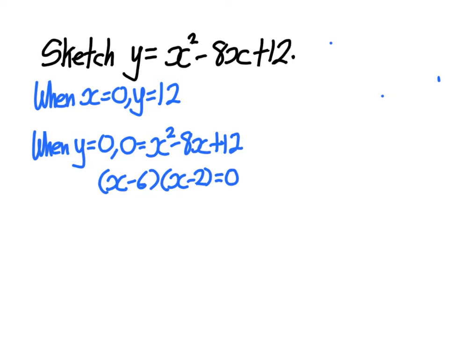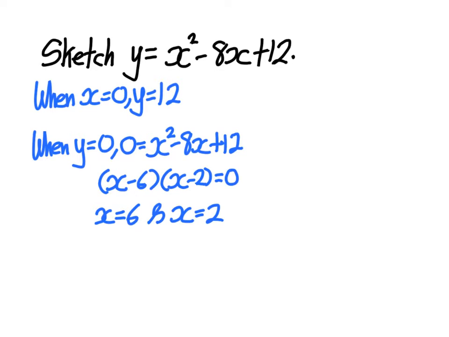And on solving that, you will get the value of the x-intercept to be x equals 6 and x equals 2. These are the values of your x-intercept. So, now we have found the x-intercepts and the y-intercept. You are left with the turning point.